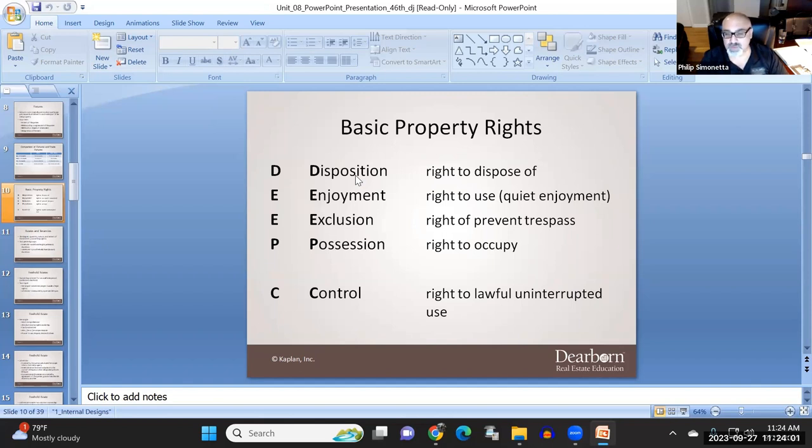You have the right of exclusion. That means the right of preventing trespass. People can't just walk in your house and sit down and talk and hang out, right? You have possession. That means you have the right to occupy at any time you want. And you have control of it, the right to lawful, uninterrupted use. People can't just say, get out of your house, right? You have the right to it. So those are your basic property rights, okay?